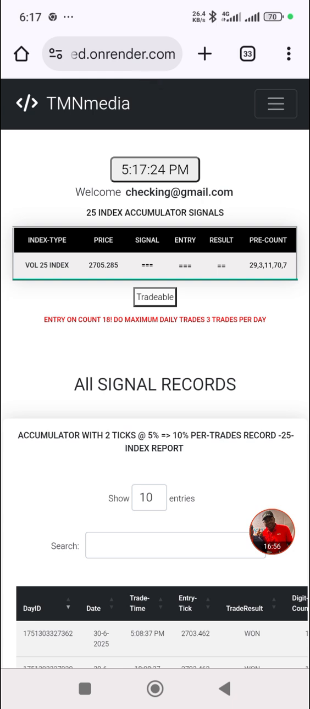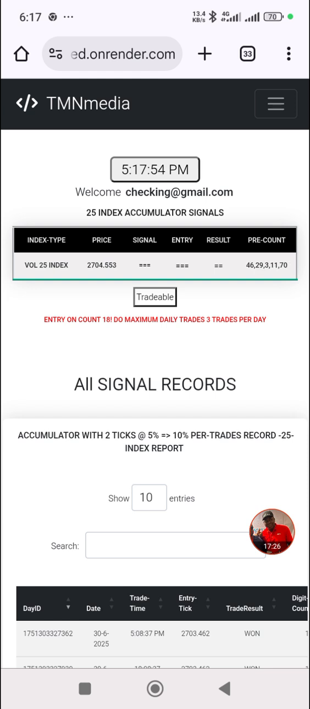Mind you, accumulator is very quick. To execute a single trade, you are not going to spend more than maybe 5 seconds. 5 seconds to make 10%. So you are only supposed to spend about 15 seconds for 3 trades in your session.